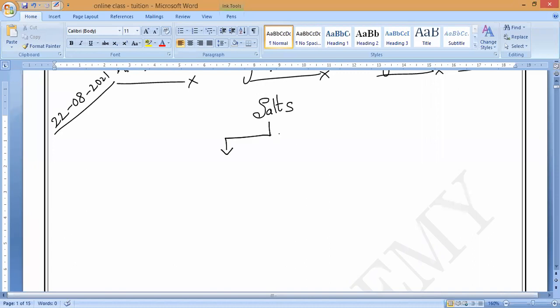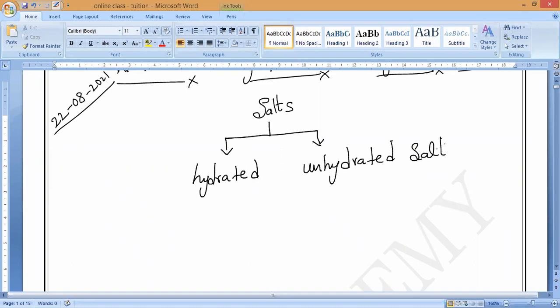You people already know that. Can you say that? The first one is hydrated salts, and the second one is called unhydrated salts. All of you should remember this. One is hydrated salts, and another one is unhydrated salts.